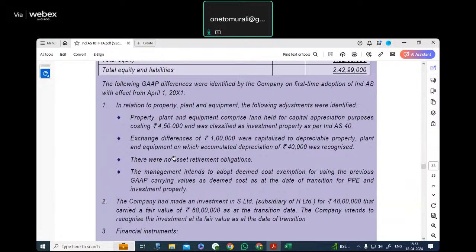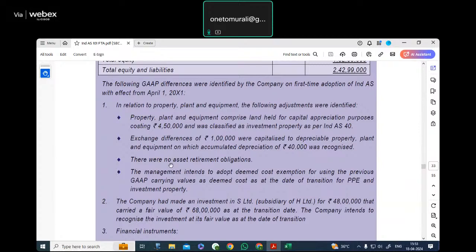In relation to property, plant and equipment, the following adjustments were identified. Property, plant and equipment comprised land held for capital appreciation purposes costing 450,000, which was classified as investment property as per Ind AS 40. An exchange difference of 100,000 was capitalized to depreciable property, plant and equipment, on which accumulated depreciation of 40,000 was recognized. There was no asset retirement obligation. The management intends to adopt the deemed cost exemption, using the previous GAAP carrying value as deemed cost as at the date of transition for PPE and investment property.